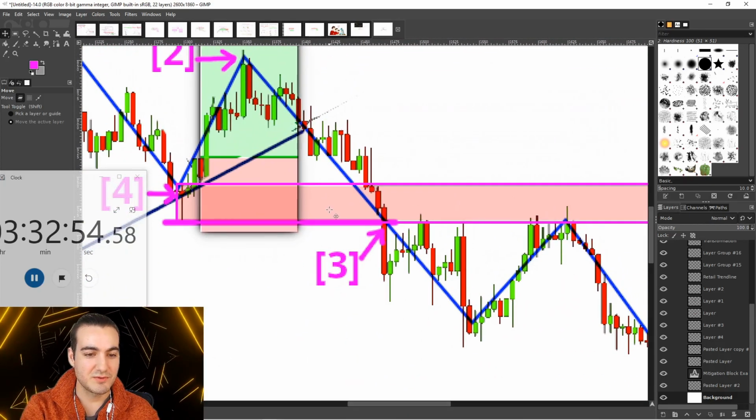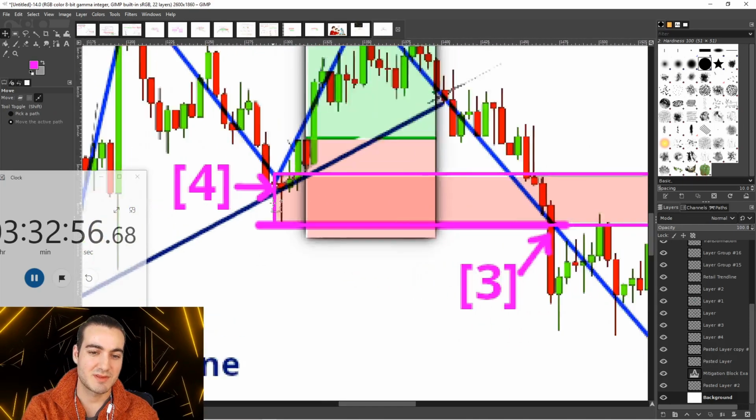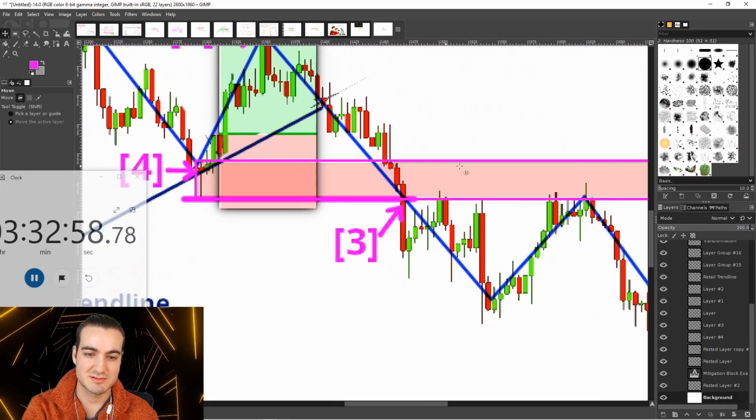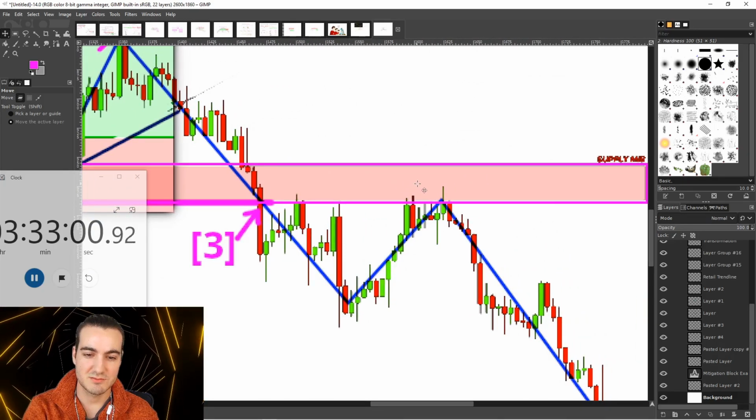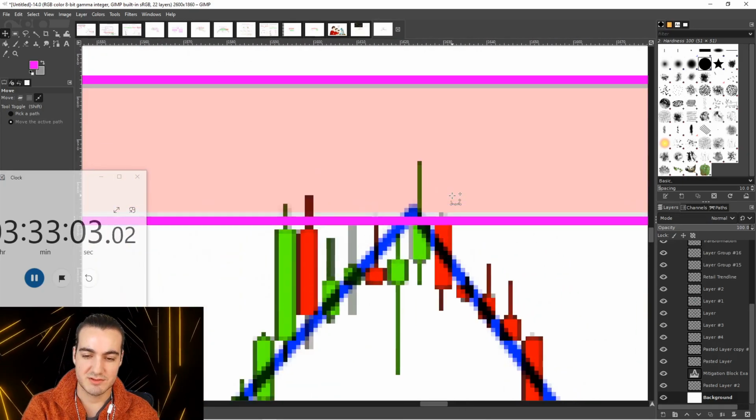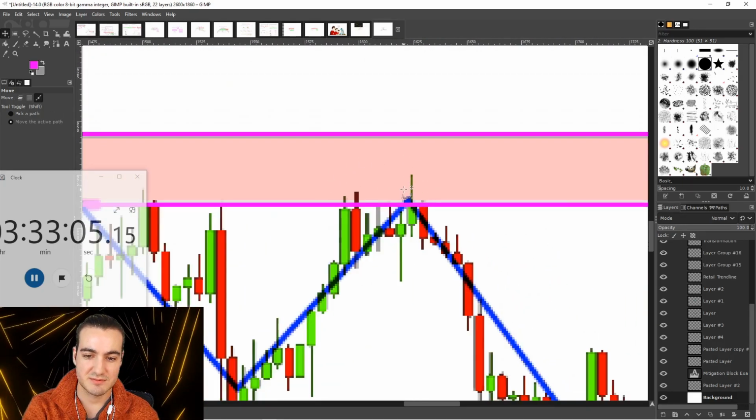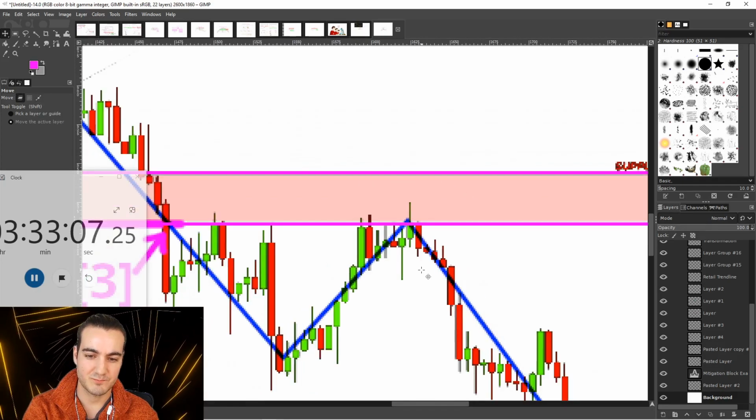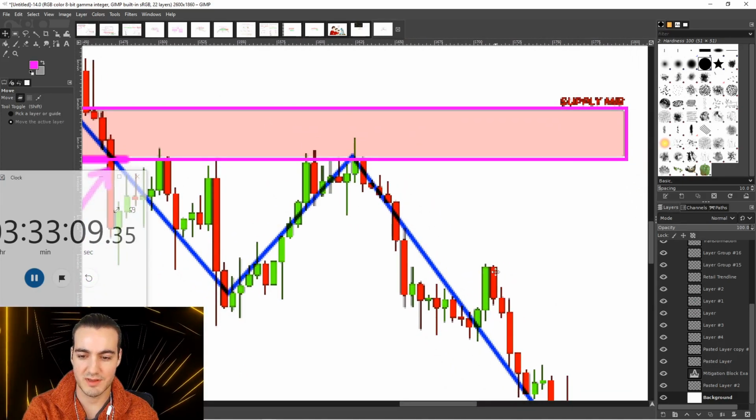Okay, and yeah, if you were using the mitigation block, just as you would use any other supply zone, you would look for a return to it with some sort of confirmation on a lower time frame, or maybe an engulfing candle or something like that.